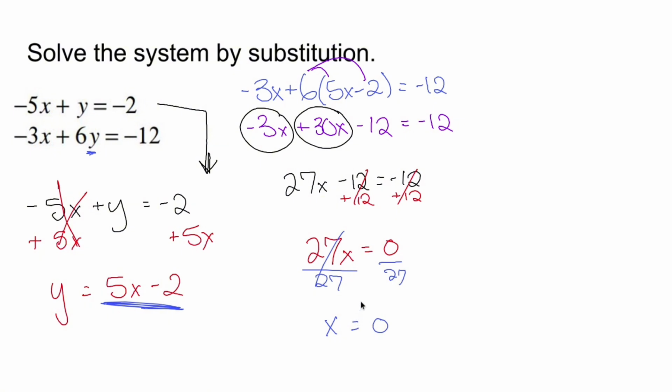And you might think, oh, I did something wrong. Nope, you're fine. You didn't do anything wrong. 0 is a number. You're allowed to get 0. Now what I have is just x. X is 0. I need a y. How can I find y?